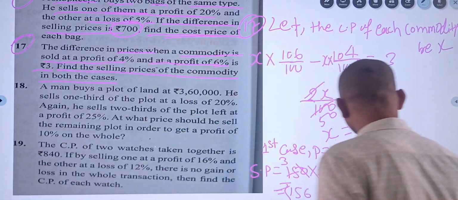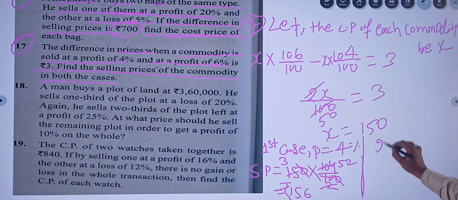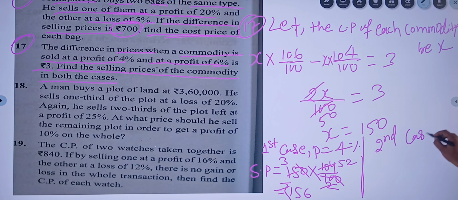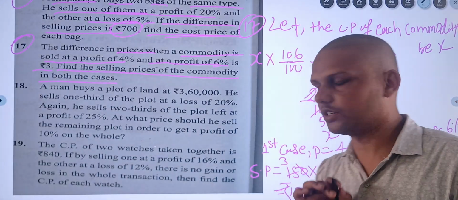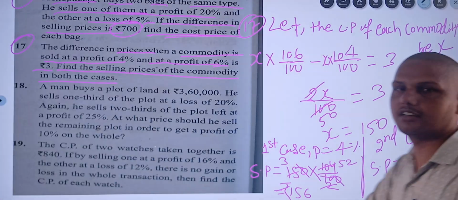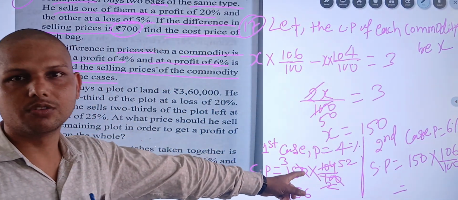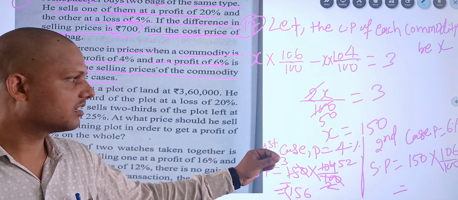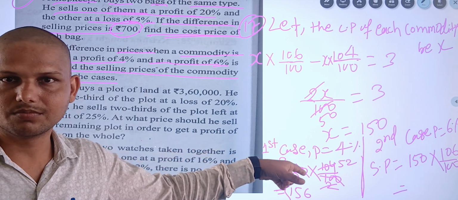156 in the second case. In the second case there is a profit of 6%. So selling price will be cost price, 150, into 100 plus 6, 106 upon 100. I hope you can calculate that value. Calculate and answer in the comment box what answer will come.